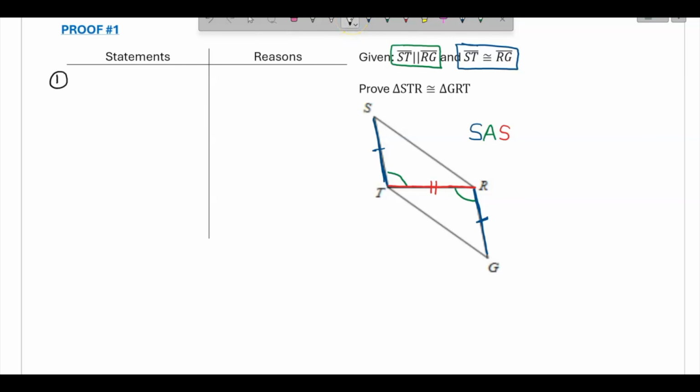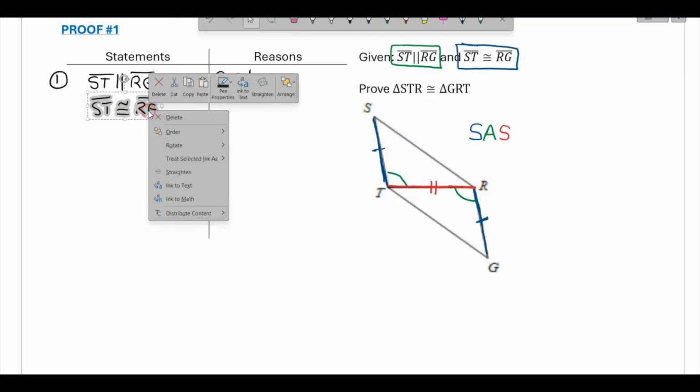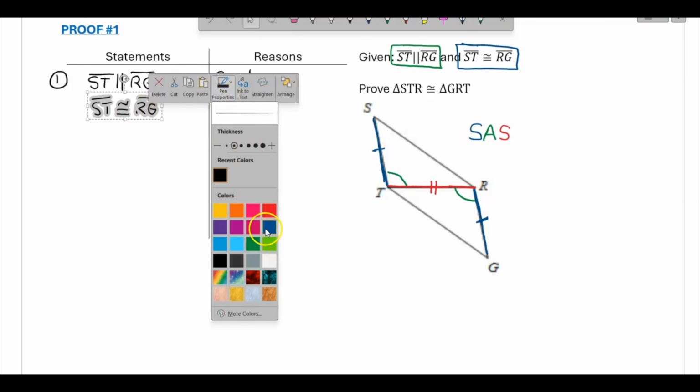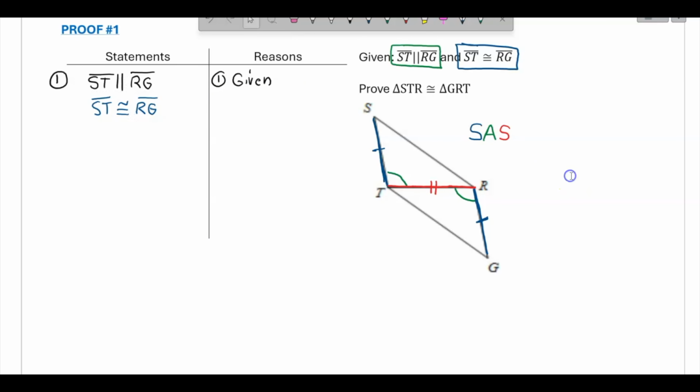So we're always going to begin by writing out our given statements. So we have those, and then we have this one. All right, so these have just been directly given to us. Now that first one in particular, ST and RG, I'm actually going to color that in blue because that is one of my congruent statements. So one third of this proof was just handed to me on a silver platter, and that is the S. So we've checked that one off.